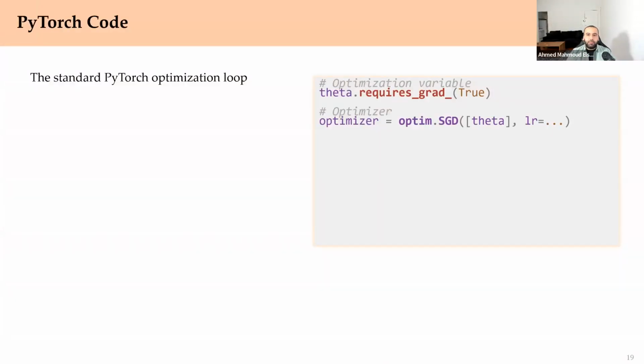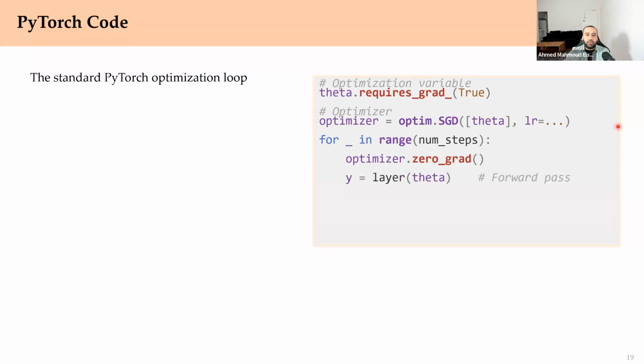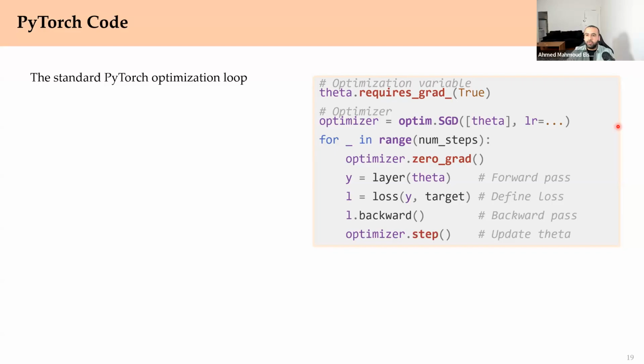So I'm gonna start with something that probably everybody in this room has written before. This is the generic optimization loop. How does the generic optimization loop in PyTorch look? You start by flagging your optimization parameters as requiring gradient, and then you declare a certain optimizer. Then inside your optimization loop, for a certain number of steps, you first zero out your gradient, then compute the forward pass, compute a certain loss, and then you ask PyTorch to compute the gradient, and then you allow the optimizer to take a step.